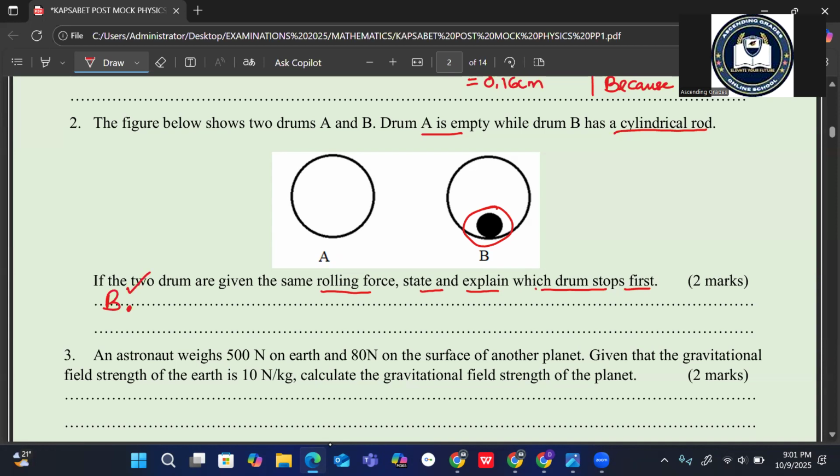Now we need to explain. It has a smaller moment of inertia. Why do we say inertia? Because this body will keep concentrating on the base due to mass concentrated at its axis.